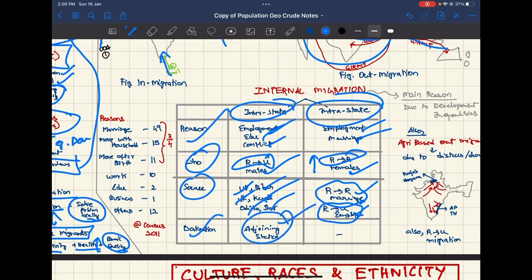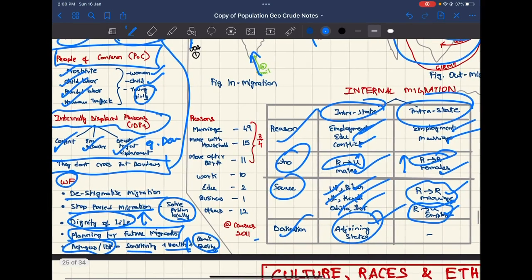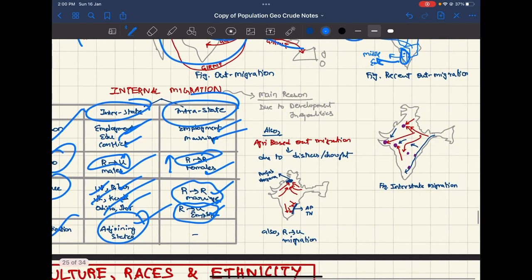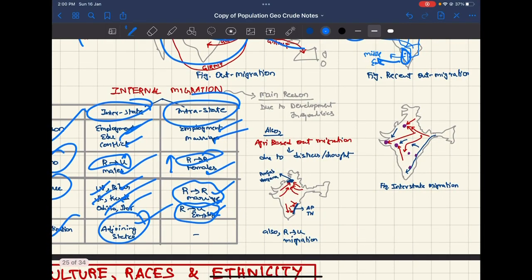Destination is mostly adjoining states. So the reasons according to census 2011 are marriage and move with households and move after birth. These make up 75% of the reasons. And internal migration in India is mainly due to development inequalities. So this should be addressed using regional development and planning.